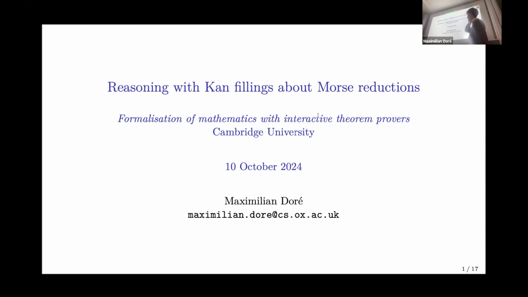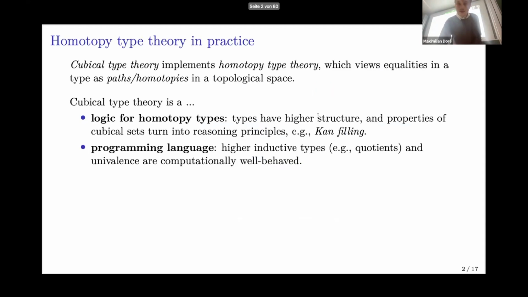The title of the talk is maybe a bit cryptic if you haven't come across these things. So, reasoning with cancelings about Morse reductions, but don't worry. Even if you haven't heard about either of these things, at the end of the talk, you'll hopefully have an idea what these concepts are about. What wasn't part of the title was that, as was already said, I'm using Cubical Agda and Cubical type theory in these two projects that I'll talk about.